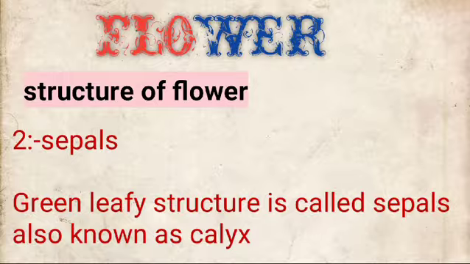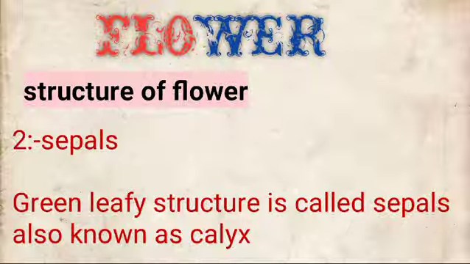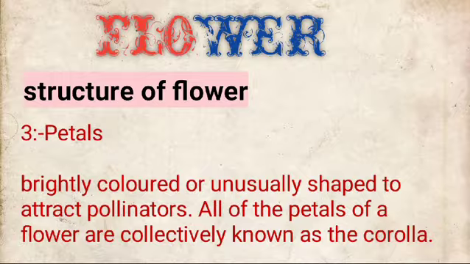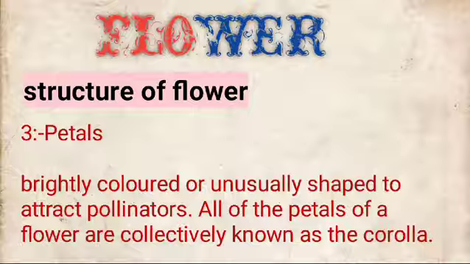Number 2 structure is sepals. Sepals are the green leafy structures, and sepals are also known as calyx. Number 3 is petals. Petals are brightly colored and usually shaped to attract the pollinators. All of the petals of the flower are collectively known as corolla.